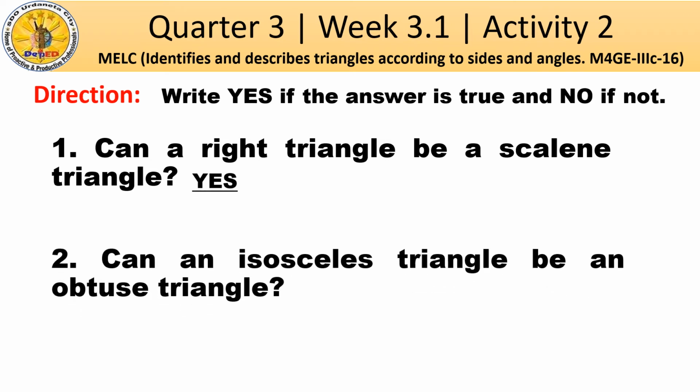Let us have the second example. Can an isosceles triangle be an obtuse triangle? As stated earlier, isosceles triangle have two sides that are equal, and the two angles opposite the legs are equal and are always acute. Therefore, the answer to this question is no.